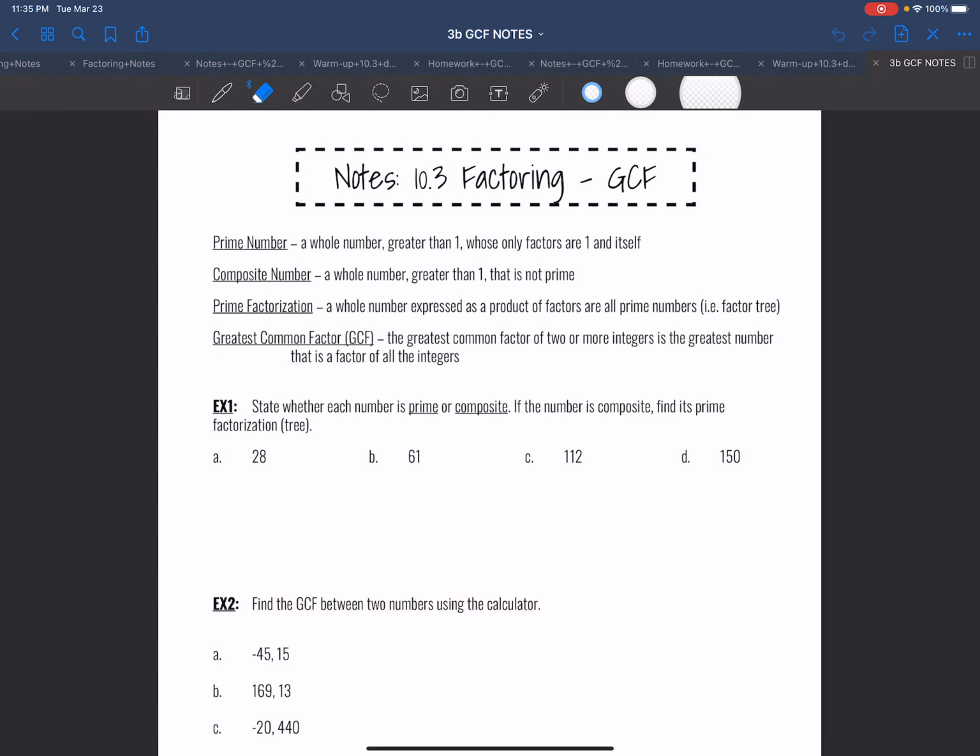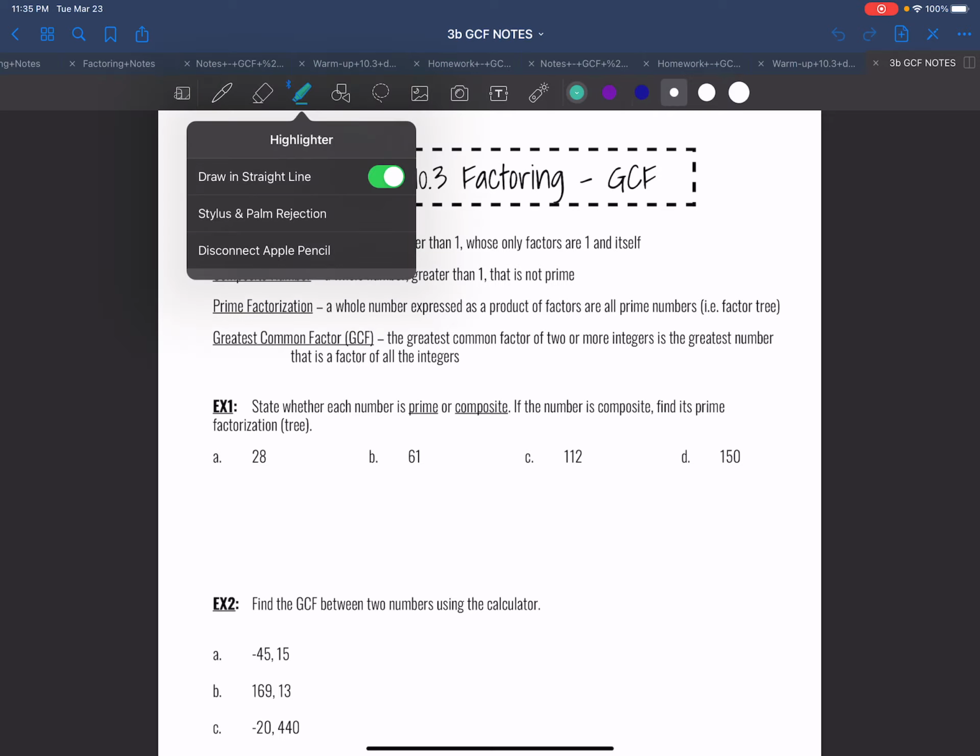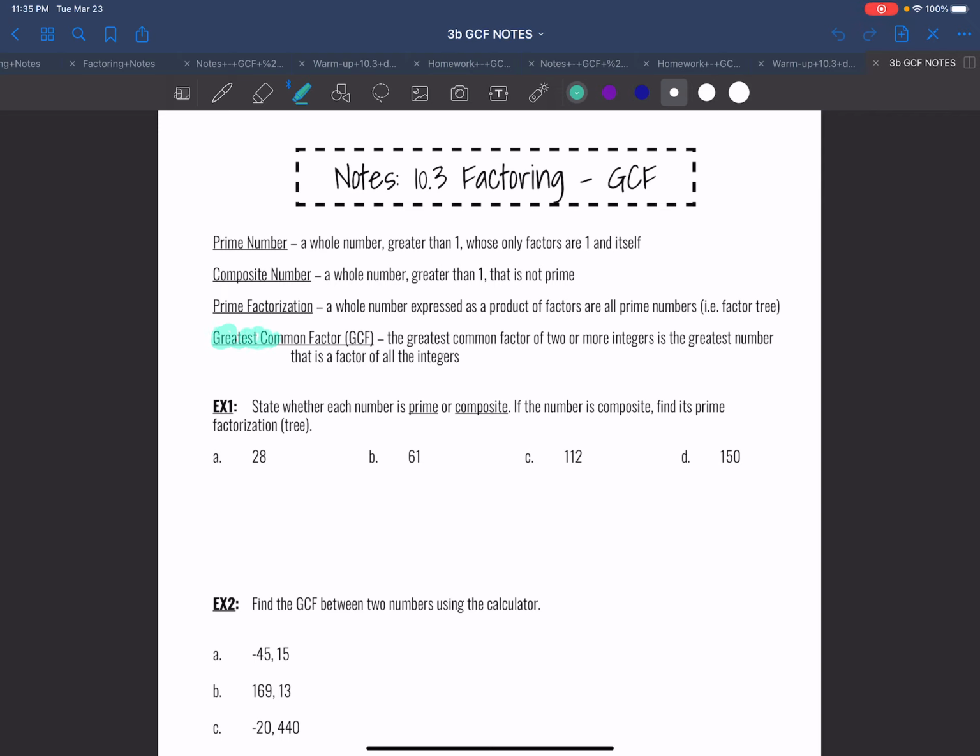Hi everyone, today's lesson is going to be covering GCF, which stands for greatest common factor. Here in this list we have some review vocab. You can read through that on your own. The main thing we're going to focus on is greatest common factor, so GCF.